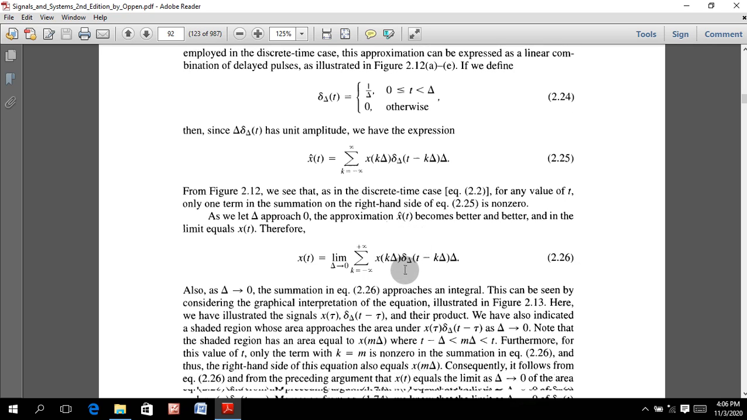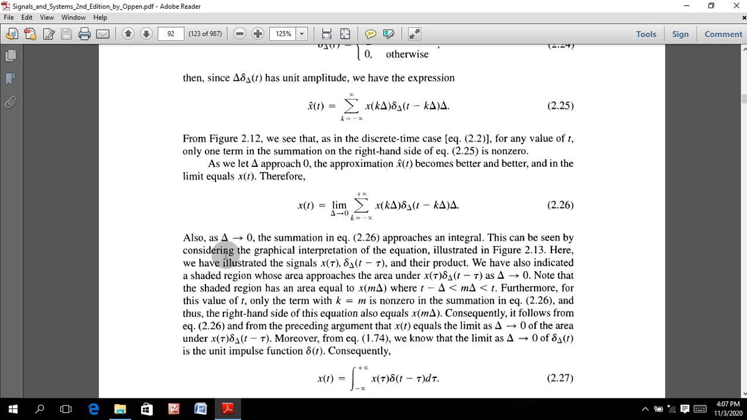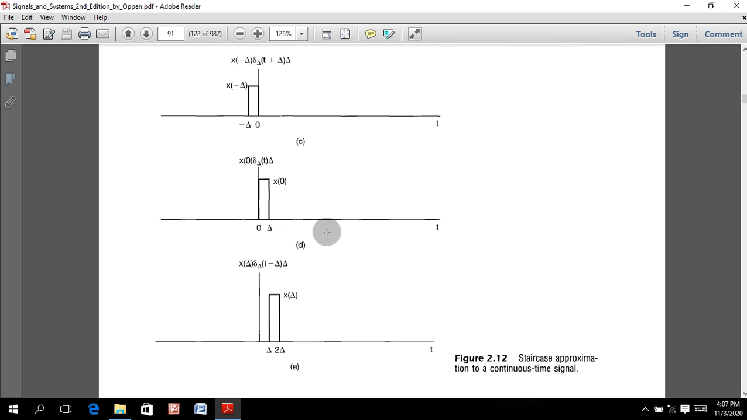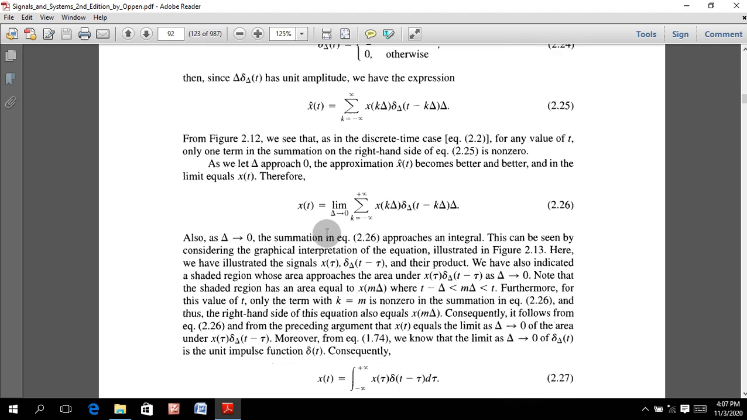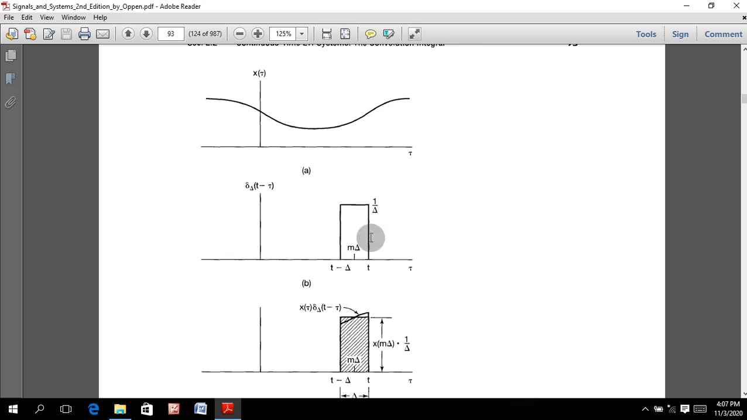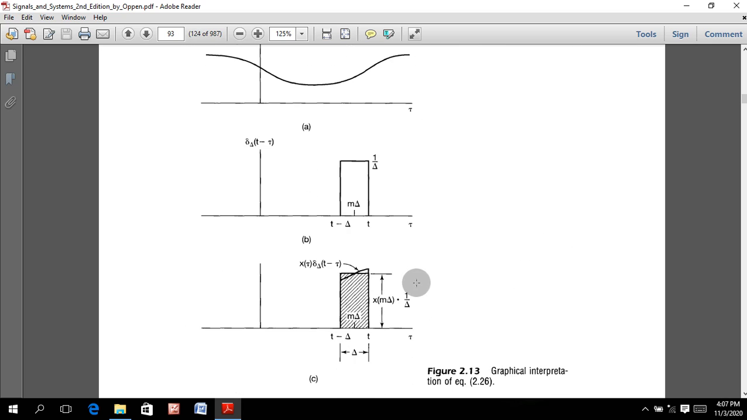Now if we approach the next level, as del tends to 0, the summation of equation 2.26 approaches an integral. This can be seen by considering the graphical interpretation of the equation illustrated in figure 2.13. This is the figure. We are going to describe both how the mathematical interpretation has been concluded and the graphical representation also. Using that we will understand that the same process is applied in the case of continuous time signal as well as discrete time signal.